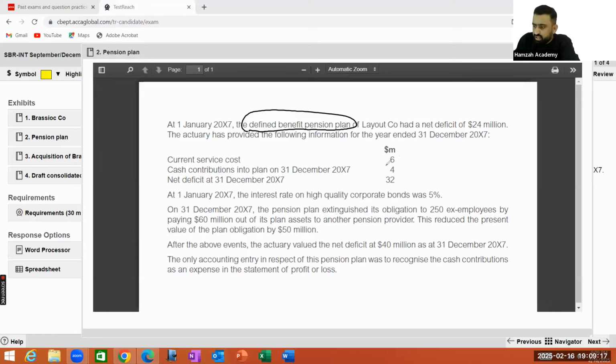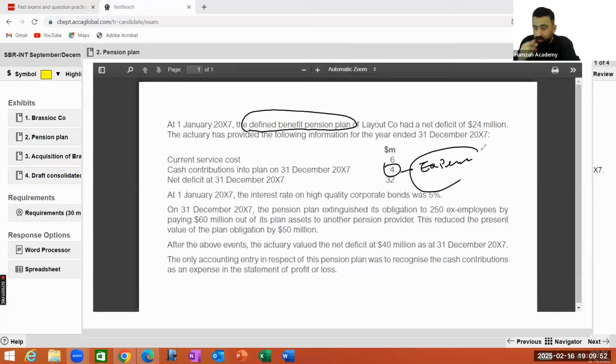Now here the mistake done by the accountant is that they have recognized this contribution as an expense. They have debited the expense in profit and loss account with the contribution, which the employer has made in a plan asset. They have recorded it as an expense rather than as a reduction in a net liability. Here they are mistaken. So that thing we need to adjust first of all.